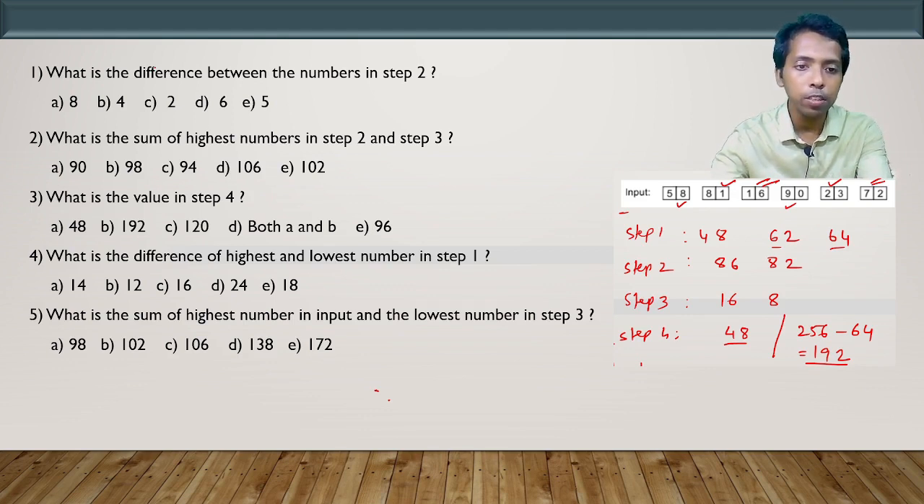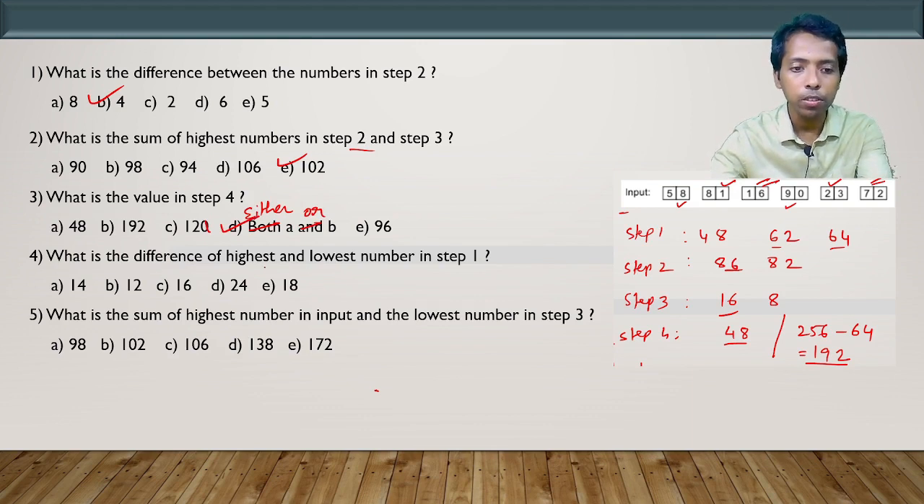So, what's the difference between the numbers in step 2? Step 2, that is 86, 82, that is 4. Sum of the highest numbers in step 2 and step 3, this is 16 and this is 86, so 102. What is the value in step 4? Step 4, that is 48 or 192. So, not both, but it is like this: either A or B, right? So, option D is the correct one.